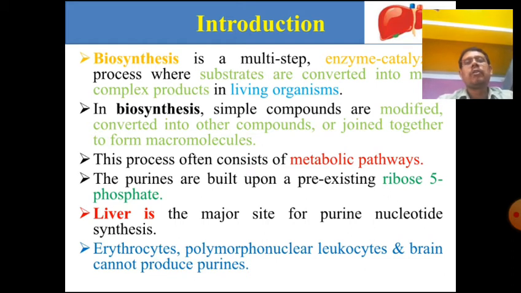Other sites are erythrocytes and polymorphonuclear leukocytes, while the brain cannot produce purine.